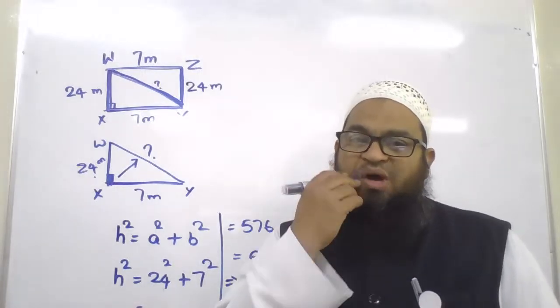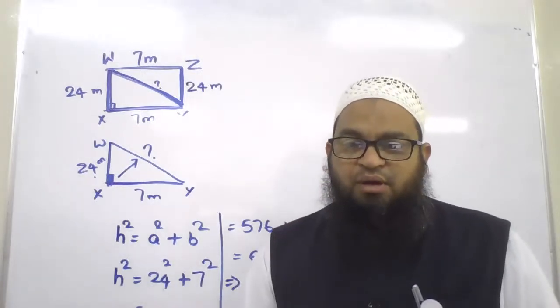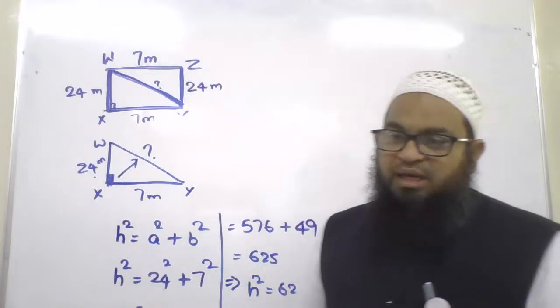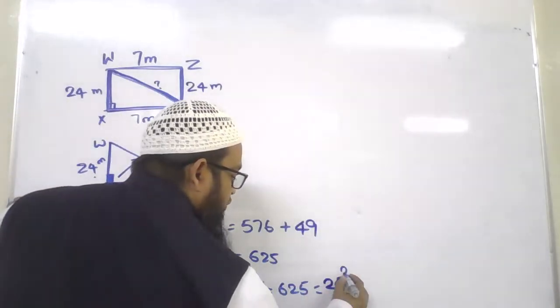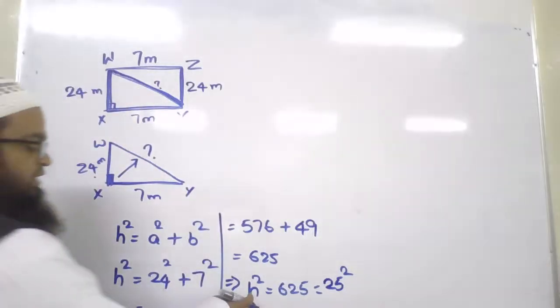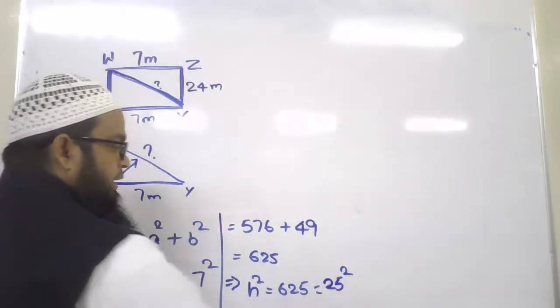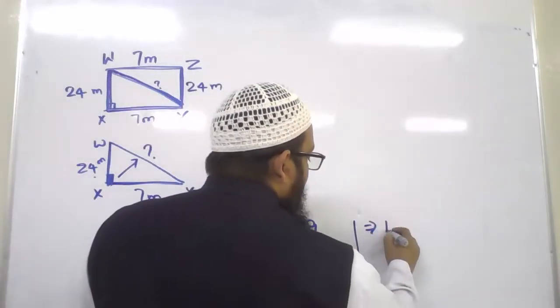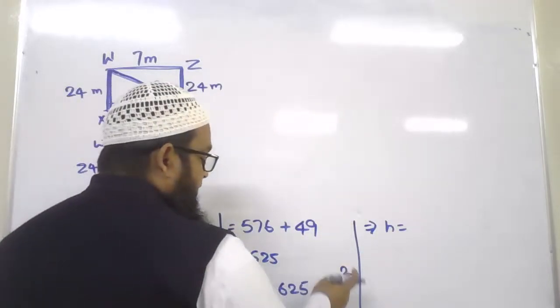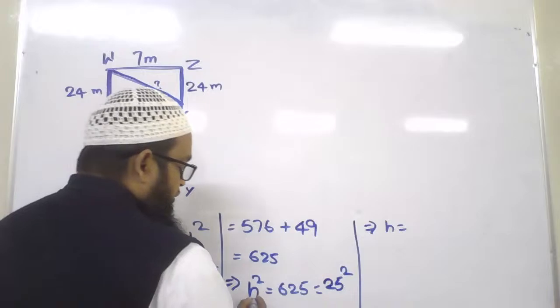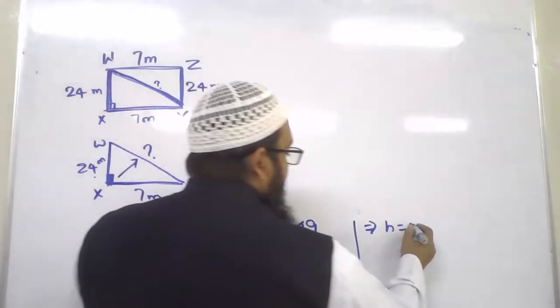So what is the square root of 625? Very good. It is 25. You can write 625 as 25 square. When h square is equal to 25 square, so that implies hypotenuse is equal to 25, since square and square cancel.